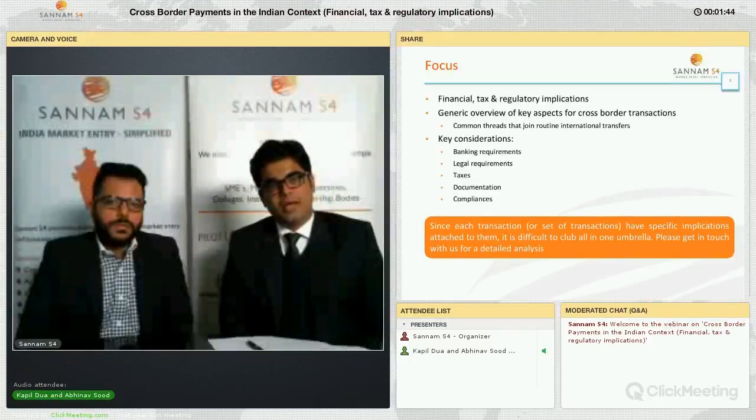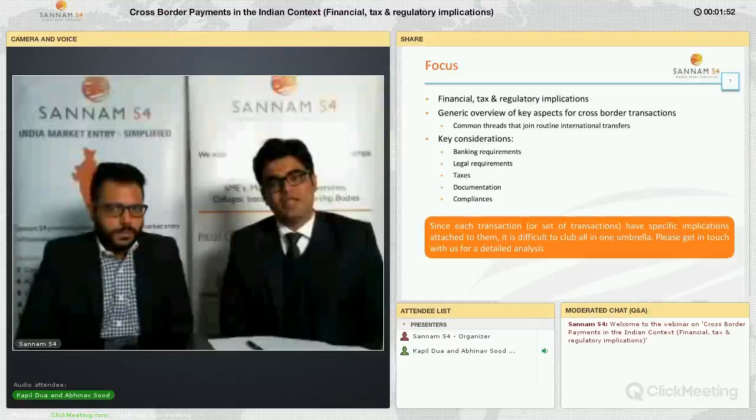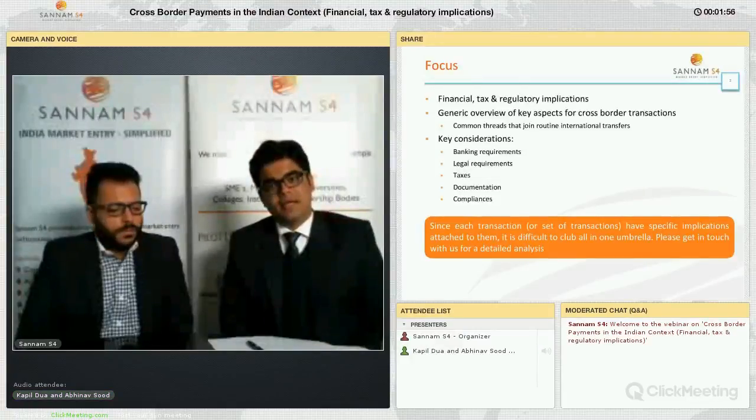I'd like to clarify that we're not looking at providing details on each and every type of transaction, obviously because of time limitations and the complexity in the nature of transactions, which demands that each set of transactions or payments be looked at specifically and separately. But the idea is to join all the common threads together.